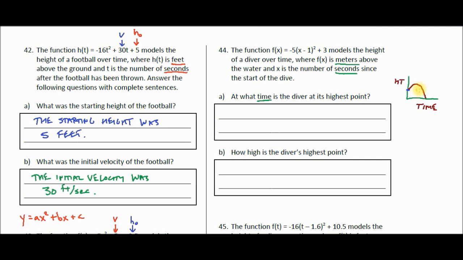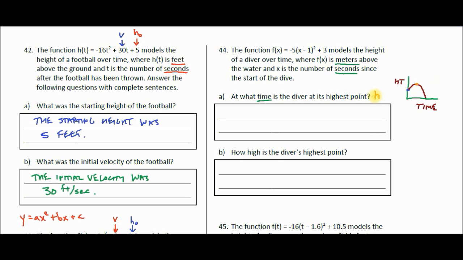Now think about this. The vertex is the location for the highest point, okay, and the time that they reach the highest point. So when you look at what time is the diver at its highest point, the time is our h value.